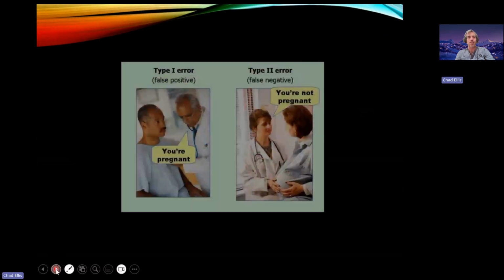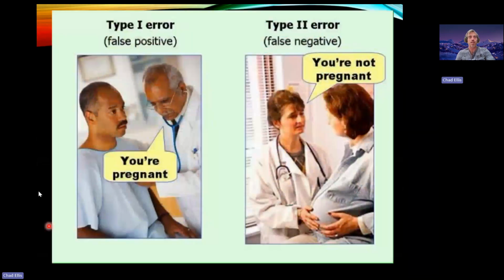So a pretty good illustration of the difference between a type 1 and type 2 error. False positive: the doctor telling this guy, you're pregnant. So that would be falsely rejecting the null hypothesis that he is not pregnant. And then the opposite is a type 2 error, false negative, where this woman is pregnant, but the doctor says, no, you're not pregnant. So she retains, in this case, the doctor retains, the null hypothesis in error.